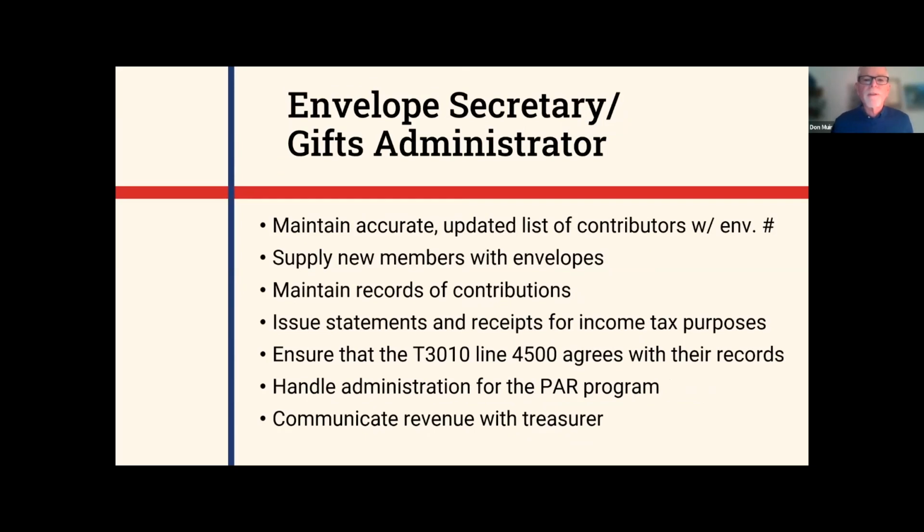A lot of churches also have an envelope secretary. And here you see before you on the screen a whole list of some of the things that an envelope secretary would do in terms of keeping track of offerings coming in. And in terms of the relationship with the treasurer, they would be expected to keep the treasurer informed regularly of the offering and other kinds of receipts that come into the congregation.